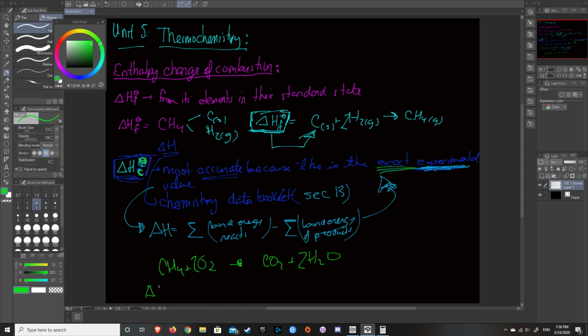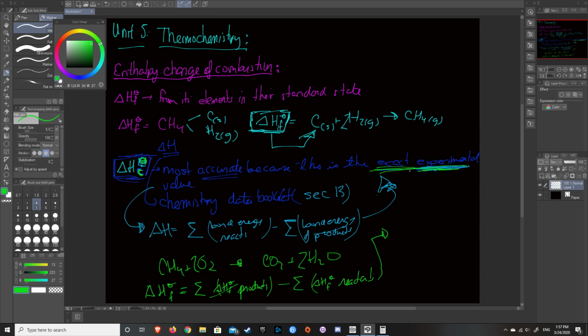We can also calculate our delta HF naught by just doing the sum of the delta HF naught of the products minus the sum of the delta HF naught of the reactants. So we can find it in multiple ways. But like I said, the most exact way is, of course, to use the exact results. So it depends, right? You have to look at what the question wants.